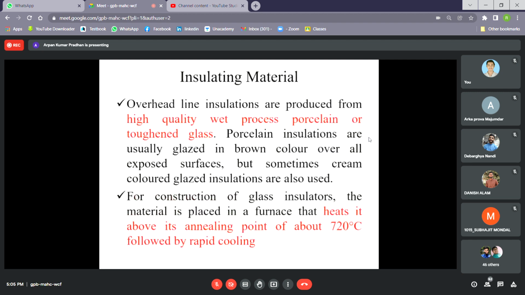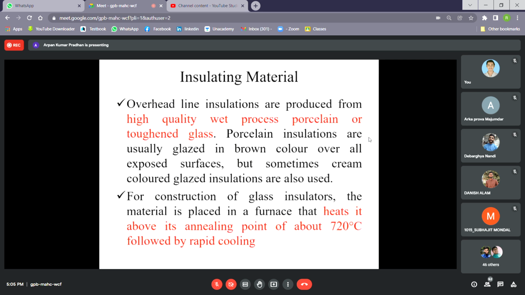Now, what materials are used to manufacture the insulators? As I mentioned, there are three types of material. One is porcelain. Glass can also be used for manufacturing the insulators. And number three is polymer, that means rubber.